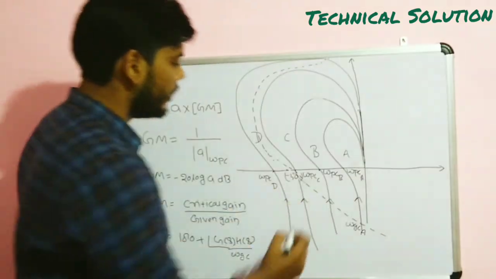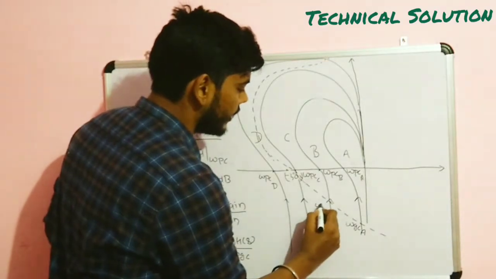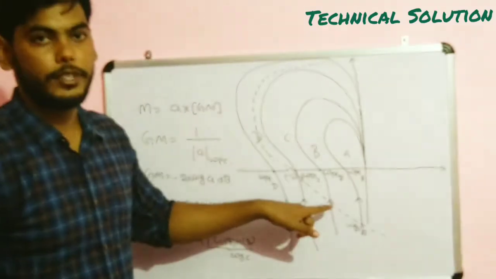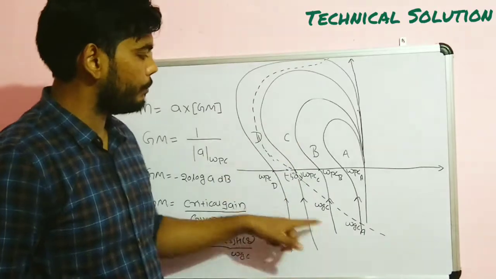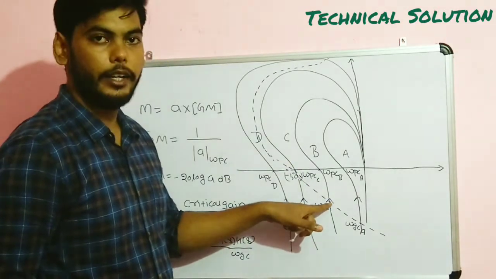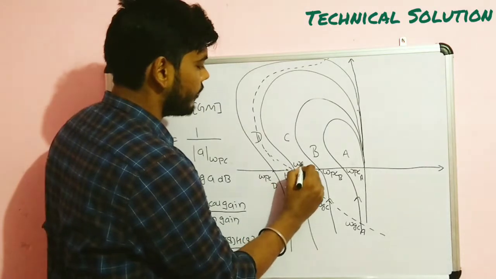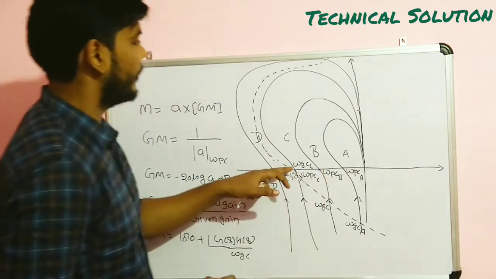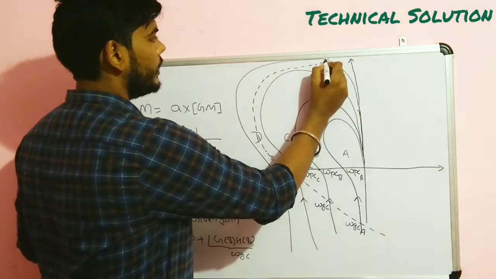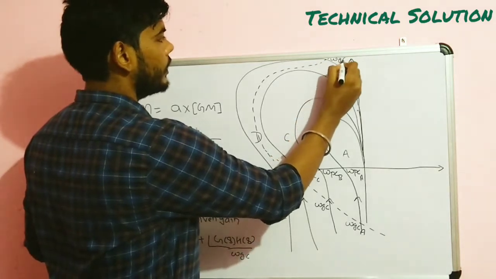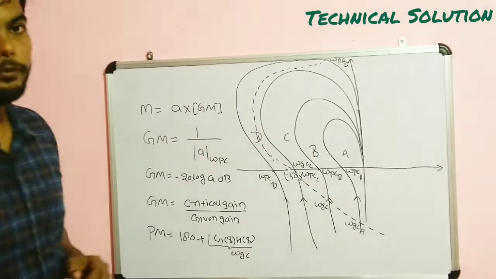Similarly for B, omega Gc lies here. The gain crossover frequency, where the magnitude of system B is 1, is at this point. Similarly, for C the gain crossover frequency is here, and for D the gain crossover frequency is here.